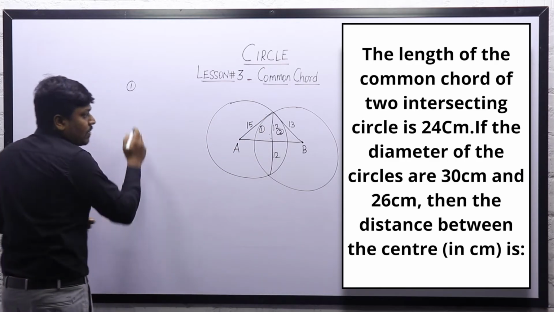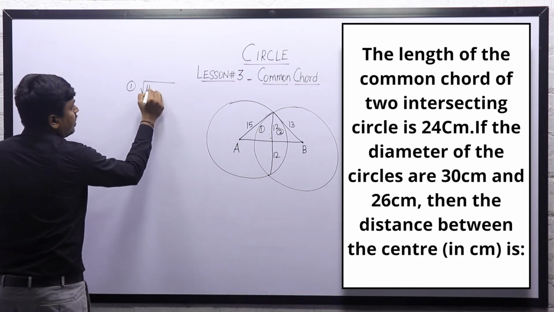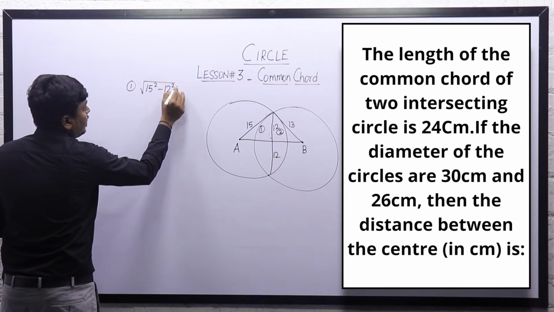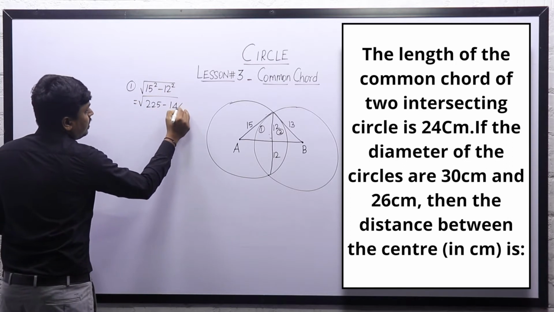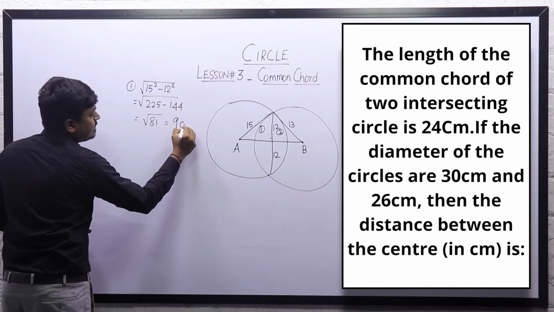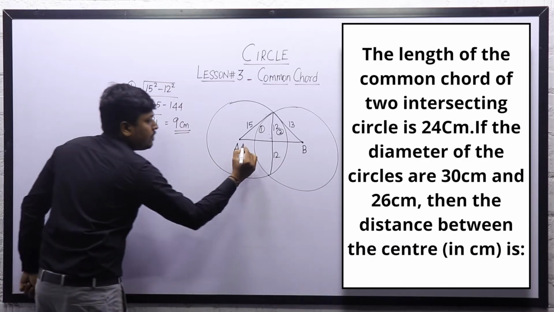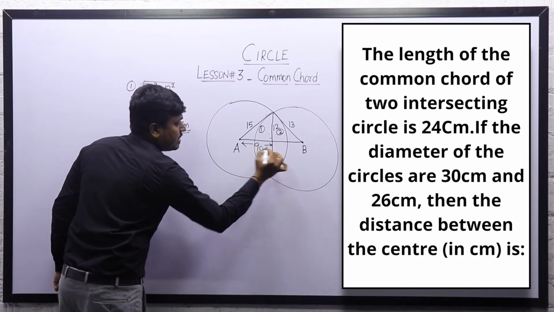So according to the Pythagoras theorem, we can say root of 15 square minus 12 square. So 15 square will be 225, 12 square will be 144. So the result will be root of 81, which is 9 centimeters. So finally we found this distance, right? So this distance is 9 centimeters.